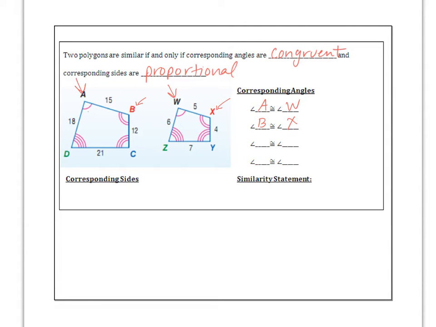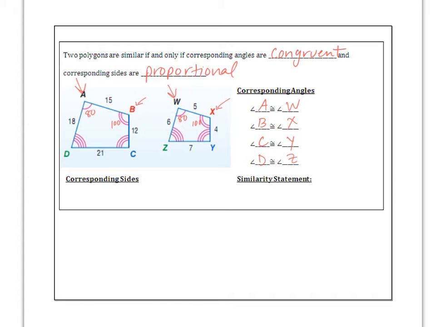So like if this is 80 degrees, this is 80 degrees. If this is 100 degrees, this is 100 degrees. They're the same size angle-wise. Angle C is congruent to angle Y. Angle D is congruent to angle Z.